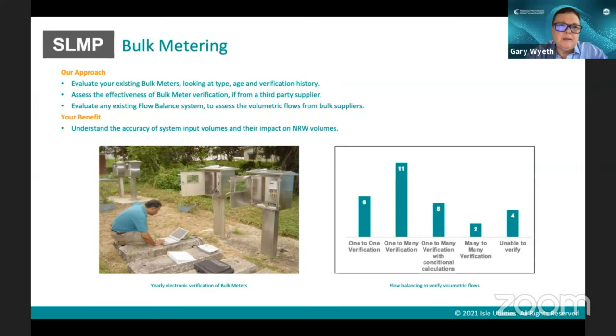bulk supplier. You really need to make sure that your meters are as accurate as possible, that they're being verified electronically and volumetrically on a yearly basis. And if necessary, doing some flow balances to check that they are accurate. Sometimes people use insertion probes to install downstream to check the volume that's going through the meters.